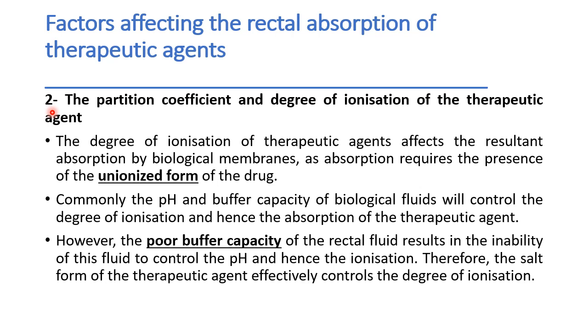If we know that the absorption requires the presence of the unionized form of the drug, then the degree of ionization of the therapeutic agents will affect the resultant absorption by the biological membranes of the tissue where the dosage form is introduced. Generally speaking, pH and buffer capacity of the biological fluids will control the degree of ionization and consequently will affect the absorption of the therapeutic agent.